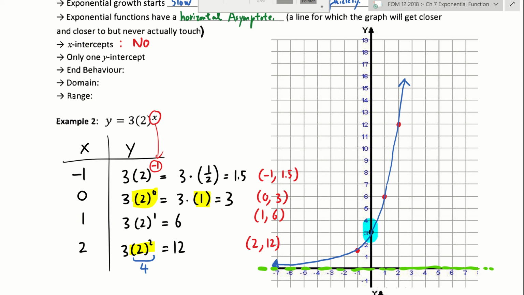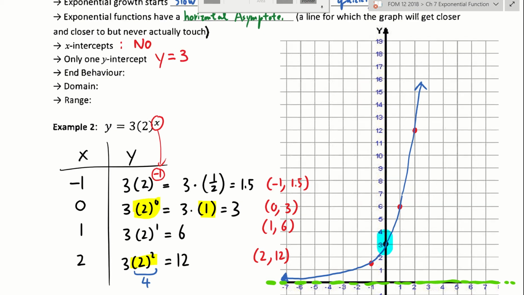Okay, let's continue with this part 2. We're almost done. So now talking about y-intercept, we only have one y-intercept, which I have highlighted in that blue highlighting area right there. So that's when y equals 3. So they ask you, where's the y-intercept? Well, that's when y equals 3. So that's that point, right?